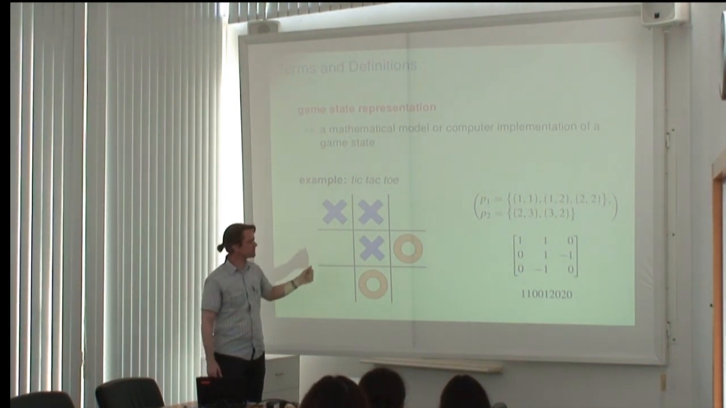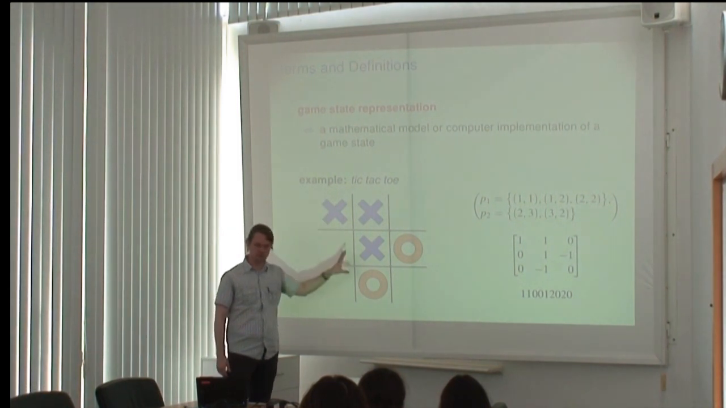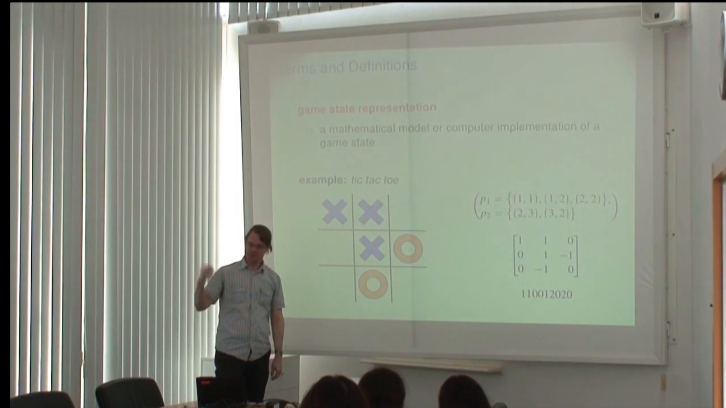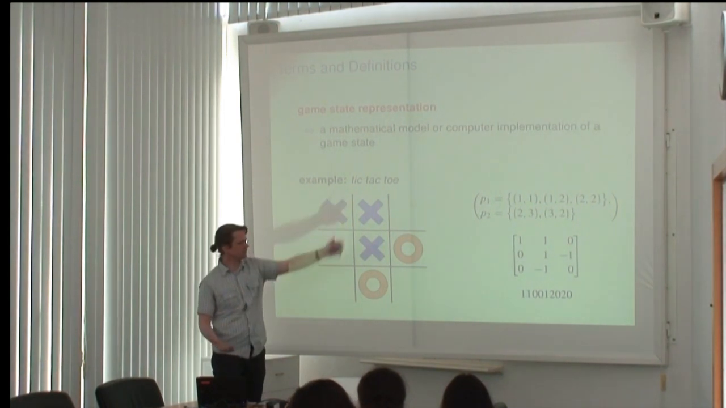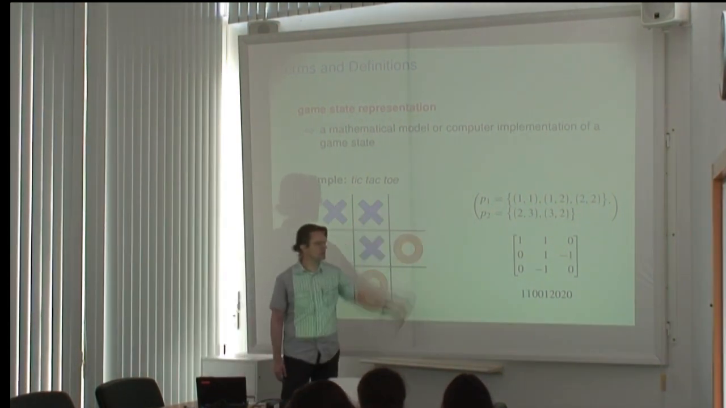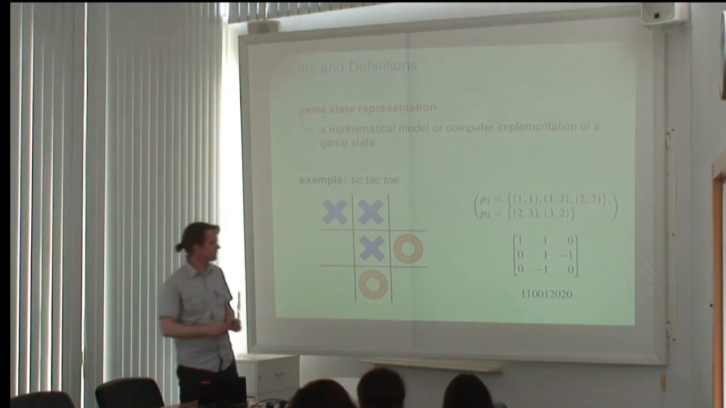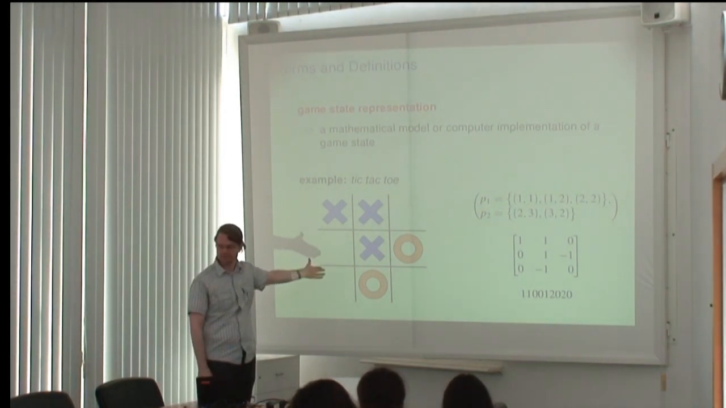So we have two players. They have occupied fields on the board. So why not just list the fields occupied by player 1 and the fields occupied by player 2. And there we go. Right? We list them, and that is an interesting, valid, probably useful representation of that game state.